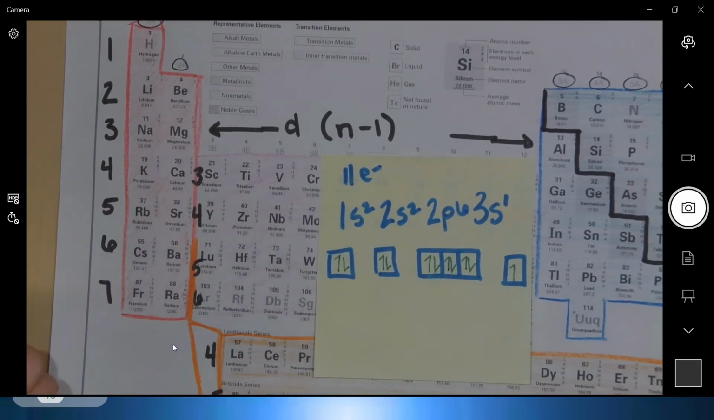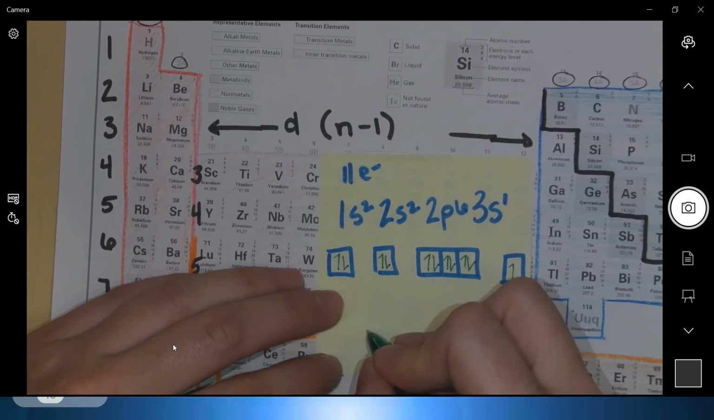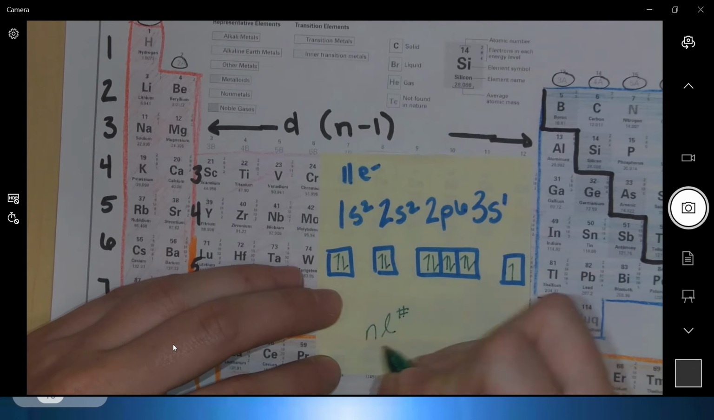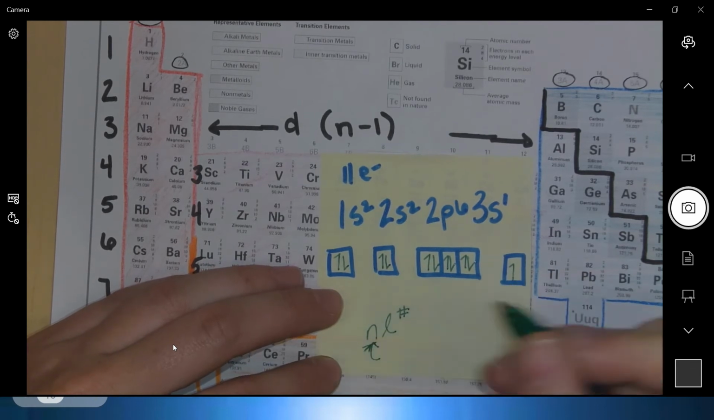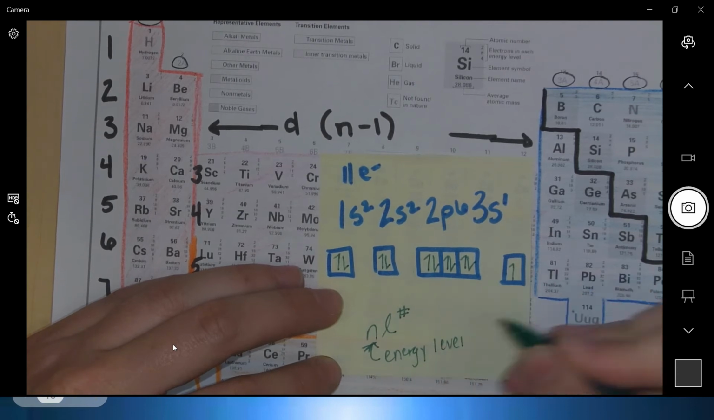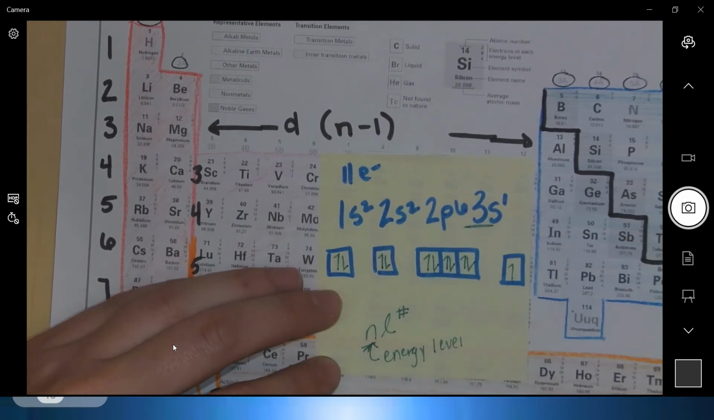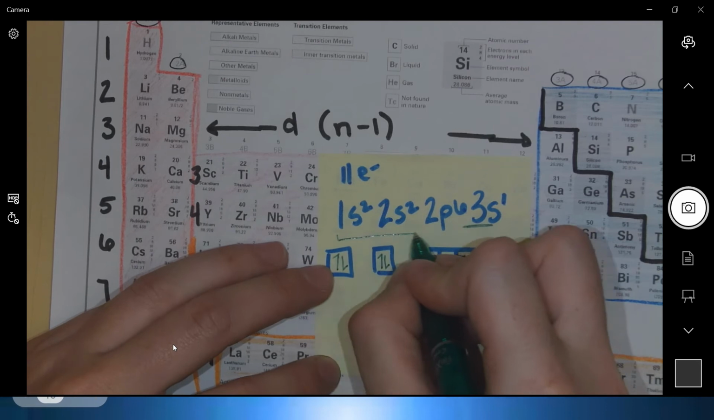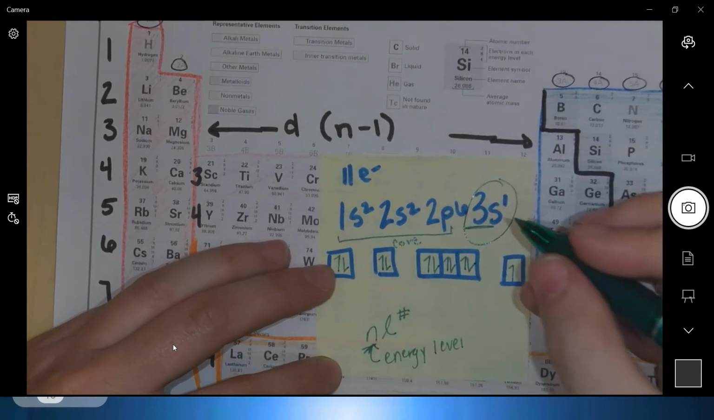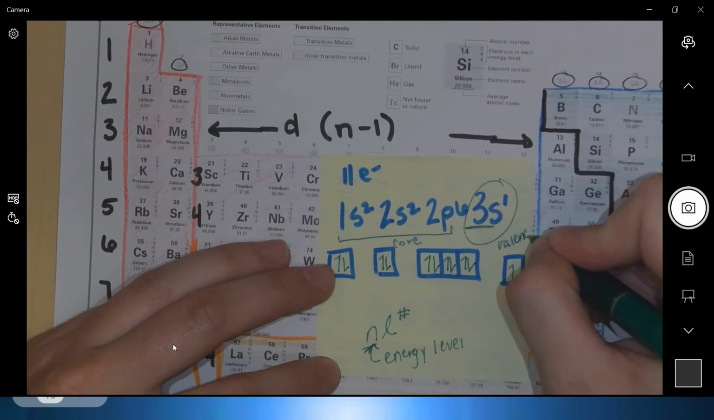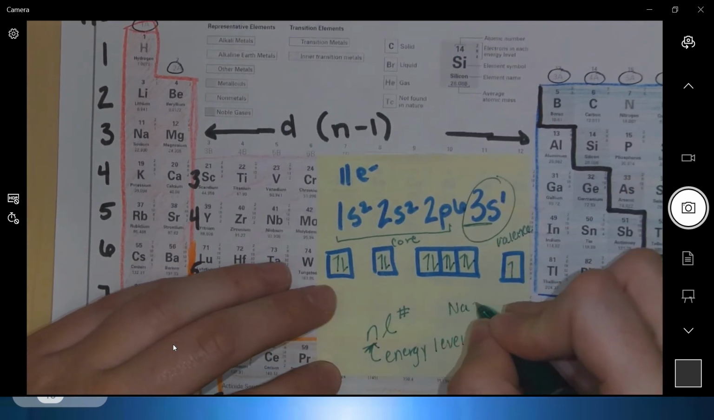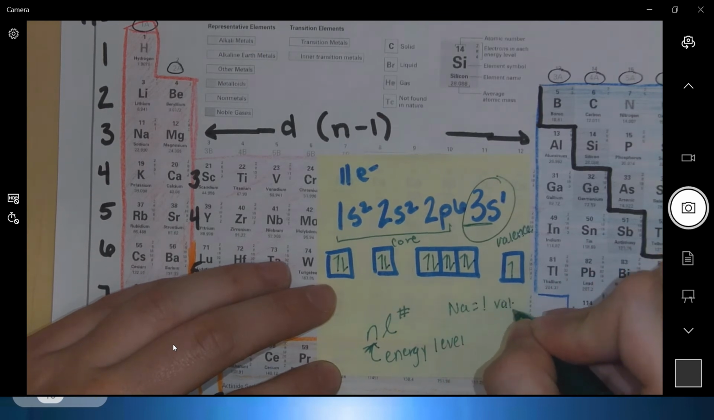Okay. Our highest value of N. So remember, it goes N, letter, and then number. N is our energy level. So our highest energy level for sodium is 3. So these guys are considered our core electrons, and this is considered our valence electron because our valence electrons are in our highest energy level. So Na has 1 valence electron.